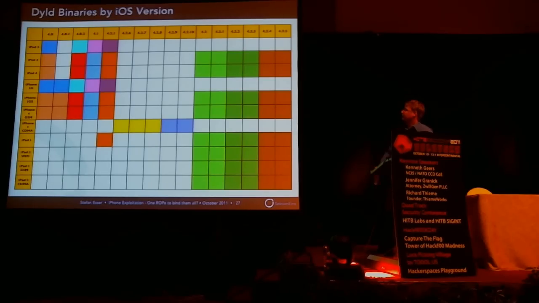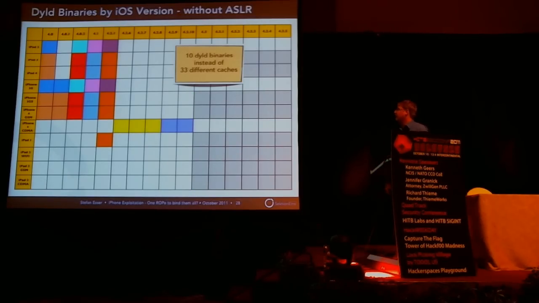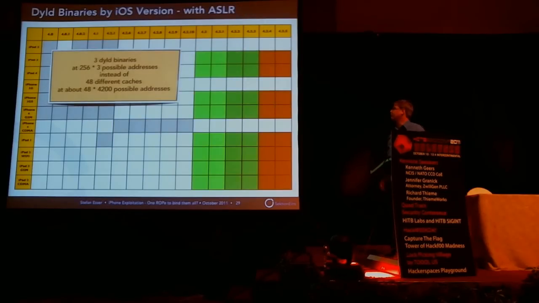And you have a different dynamic linker between the ARM6 devices and the ARM7 devices. Yeah, well, of course. And for the iPhone 4 CDMA version, you also have different dynamic linker binaries. In total, there are 13. So now you can split that up: on the one hand, you have 10 dynamic linkers for the firmwares without ASLR, and you have 3 different dynamic linker binaries for the ASLR case.